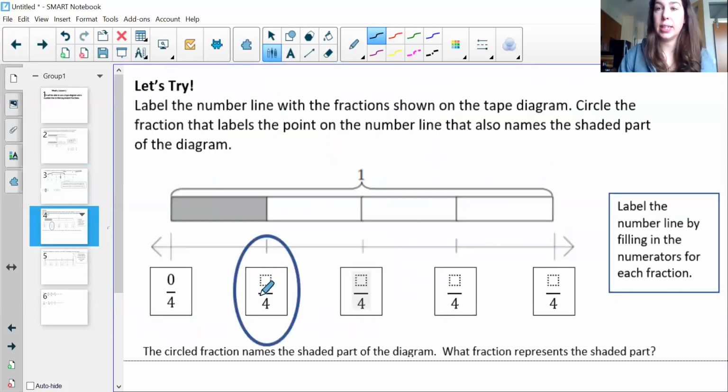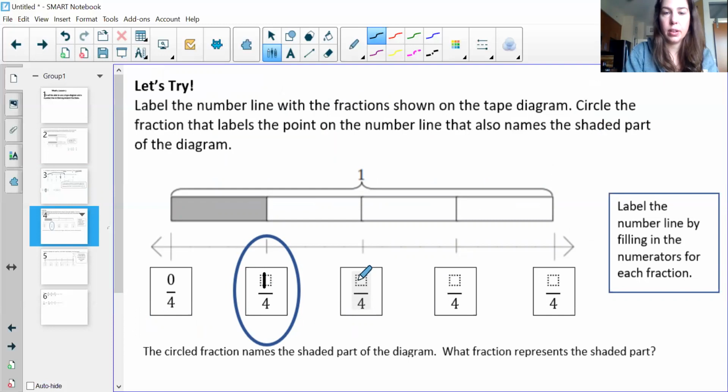Okay, let's try this together. So get out your packets. You should all be on this page with me. So it says, label the number line with the fraction shown on the tape diagram. Circle the fraction that labels the point on the number line that also names the shaded part on the diagram. So it's decomposed into fourths.